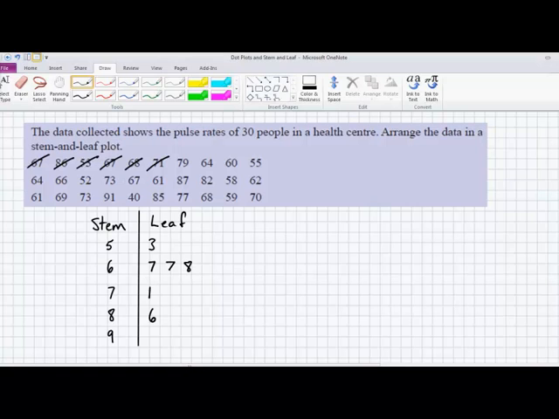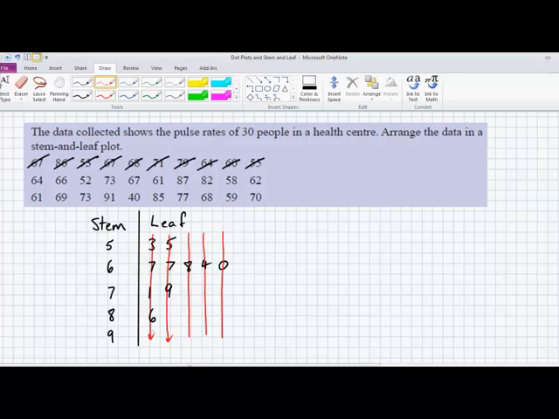71, 79, 64, 60, 55, okay, and so on. Now I'll continue doing that in a second, but what you need to keep in mind is that each column should be lined up. Alright, so it's like you could draw an imaginary line through, and they should all stay underneath each other. Alright, you'll see that in a bit more detail in a minute.